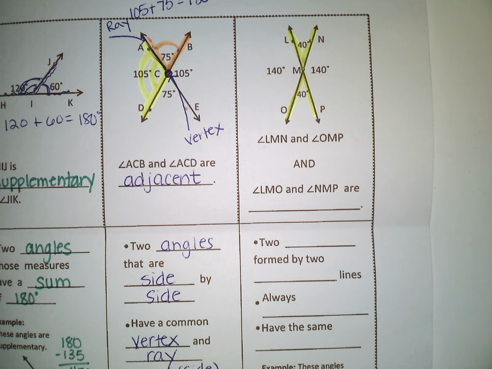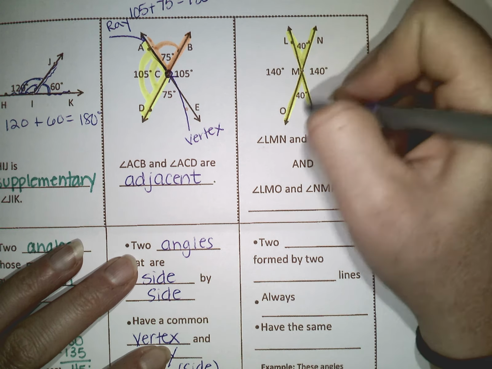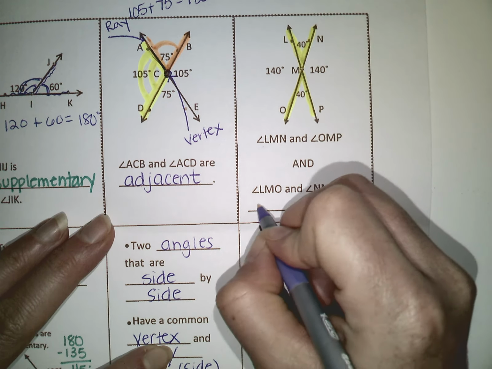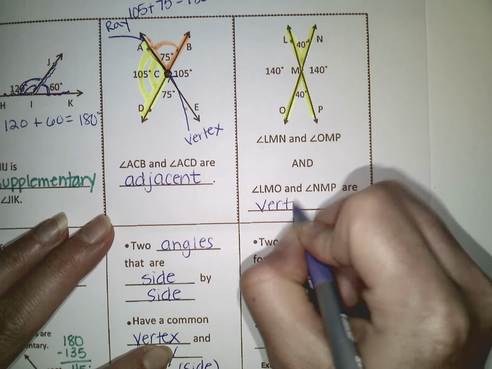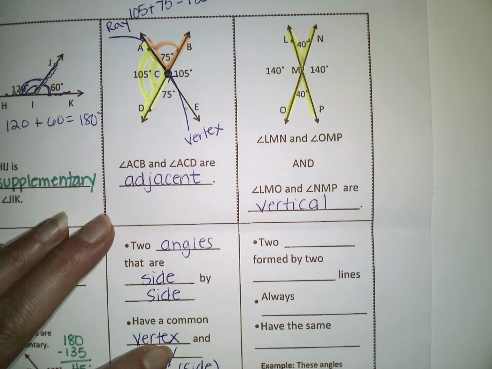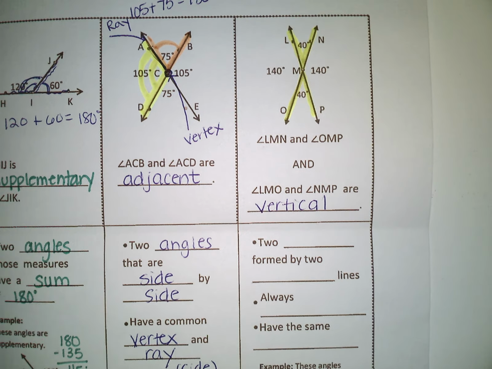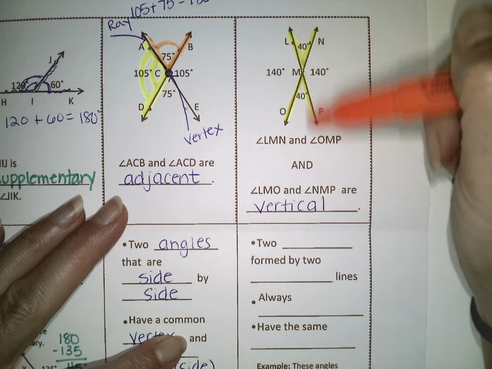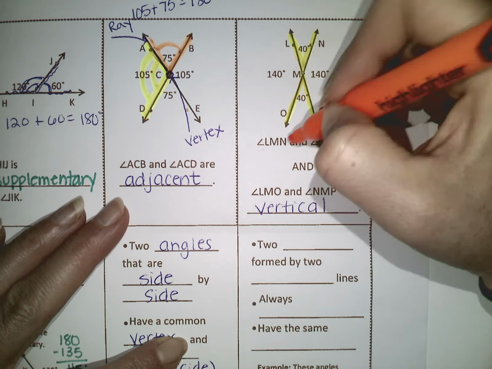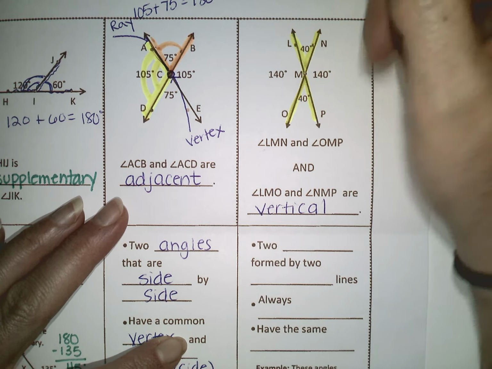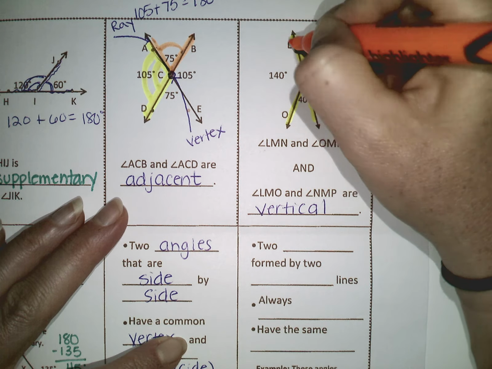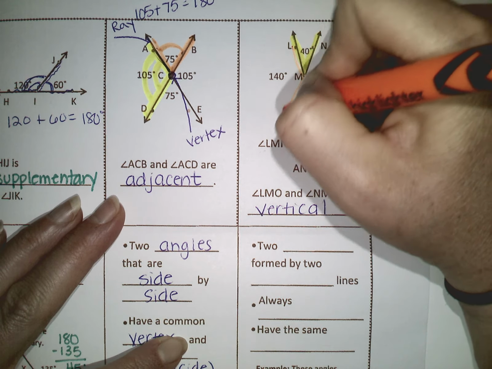Okay, so what those two angles are called, because they are congruent, they have the same angle degree, and they're across from each other. These are called vertical angles. Okay, and vertical angles, and I'm going to show you another example. LMO, so I'm looking right here. LMO.